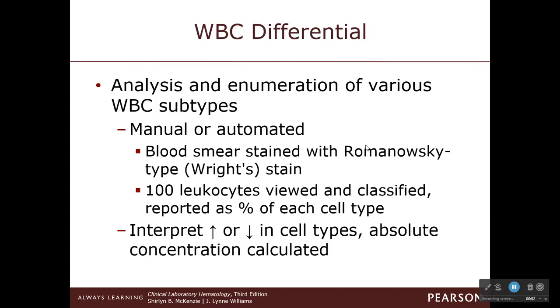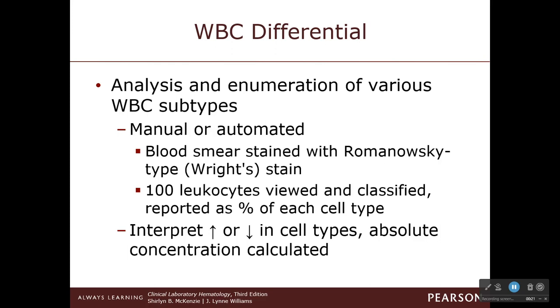Okay. All right. So let's finish up today. Try to finish up chapter 10, talking about the CBC in general and the parts of the CBC that we need to know. Okay. WBC differential. You guys are already doing this. This is talking about the automated or the manual differential.